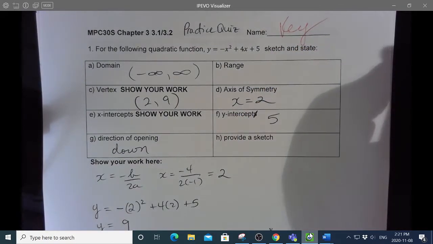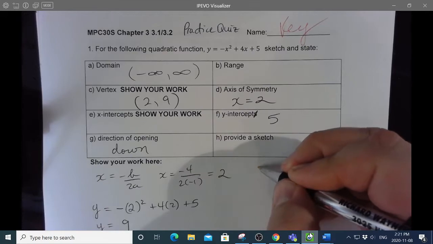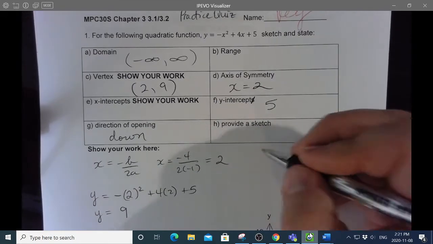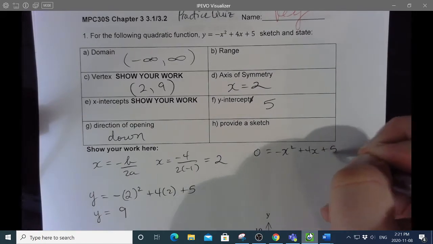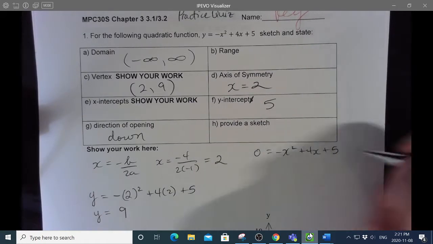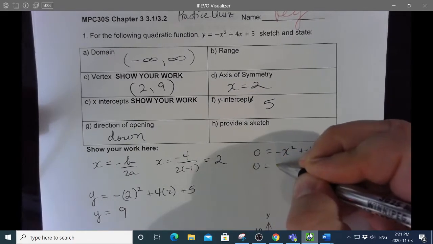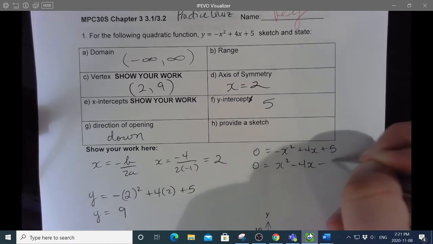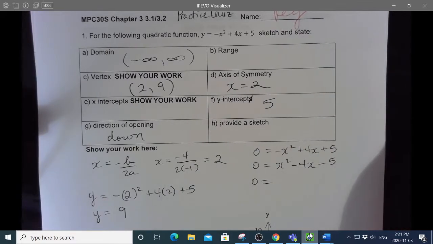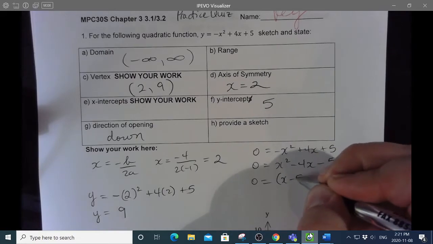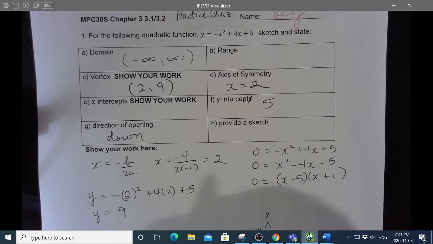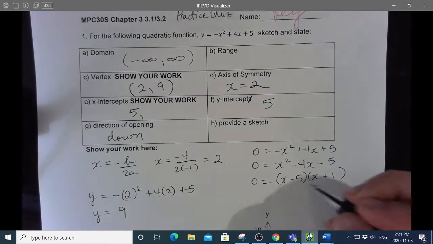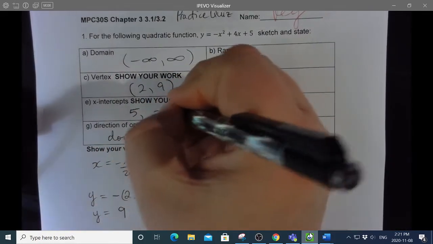My x-intercepts happen when y is 0, so I'll show the work over here for that. The work would be 0 equals -x squared plus 4x plus 5. I think I'll factor out a -1 and then divide both sides of the equation by -1. So that'd be x squared minus 4x minus 5. Then I ask myself, self, what two numbers times to make -5 and add to make -4? It's minus 5 and plus 1. So that means my x-intercepts are 5. That makes that one 0, and -1 makes the other bracket 0.